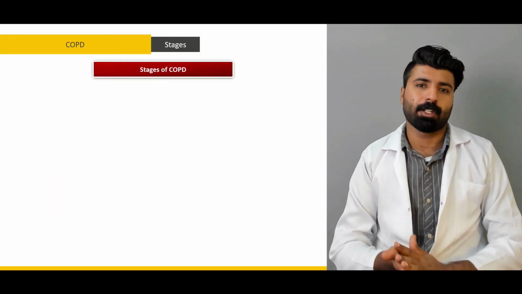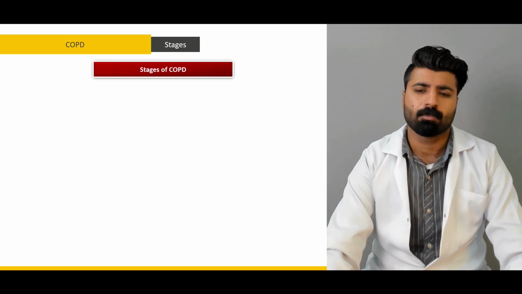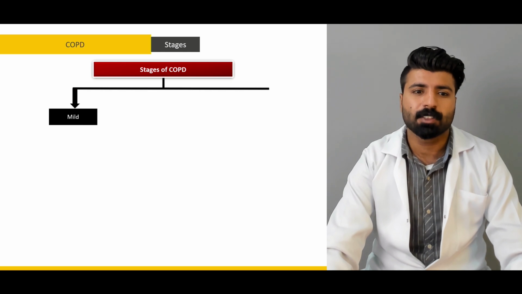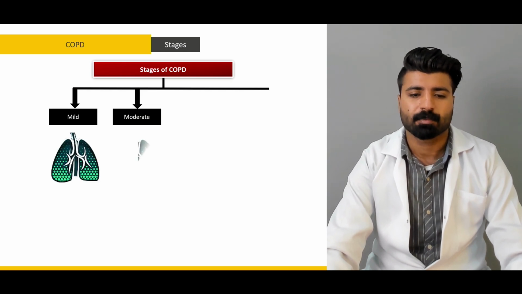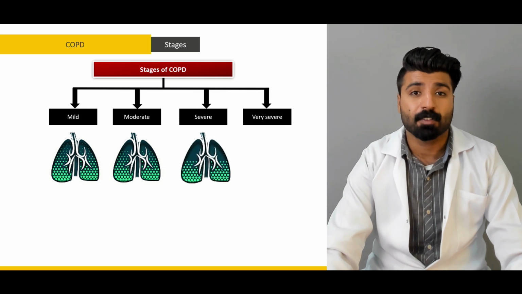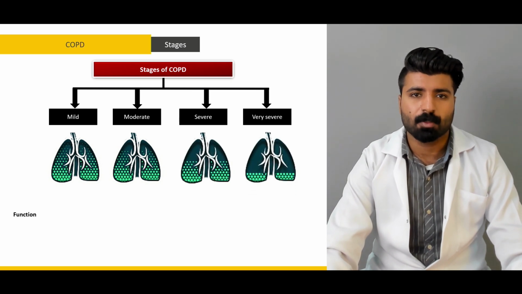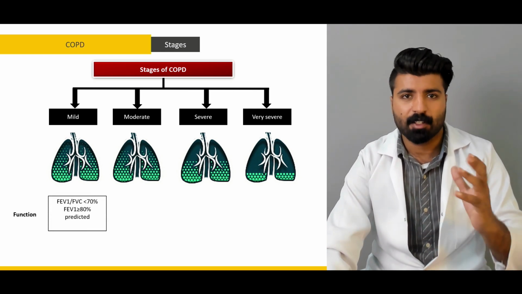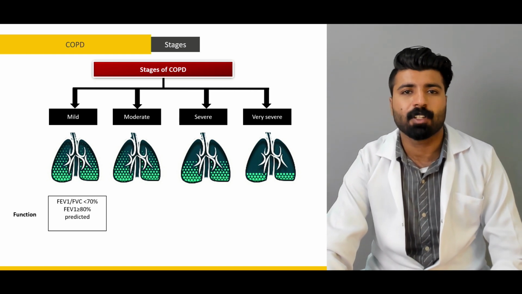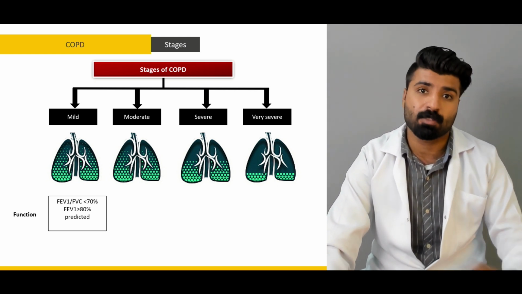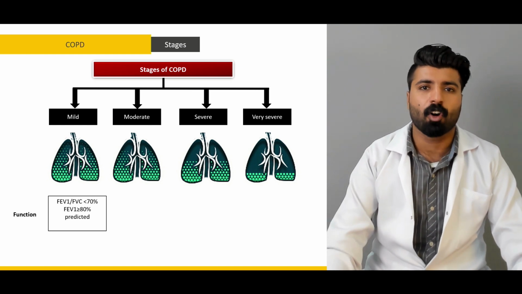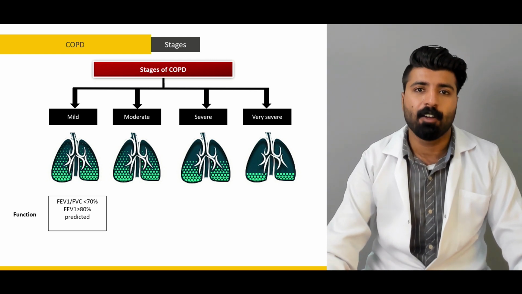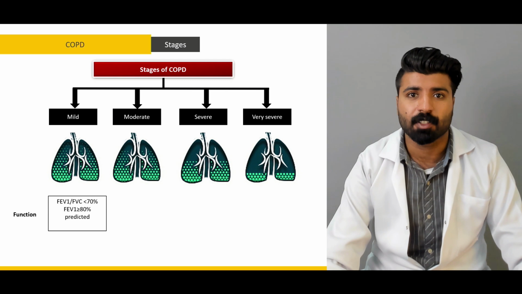So what are the stages of COPD? How do we define the stages of COPD? How do we define at which stage the person is right now? So there's a scale of mild, moderate, severe, and very severe. We are going to decide whether the patient is mild, moderate, severe, or very severe on the basis of the pulmonary function tests that we did in the start of this lecture. If you've forgotten about them, go back and revise them so that you can get the idea of why they're mild, why they're moderate, why they're severe, why they're very severe.